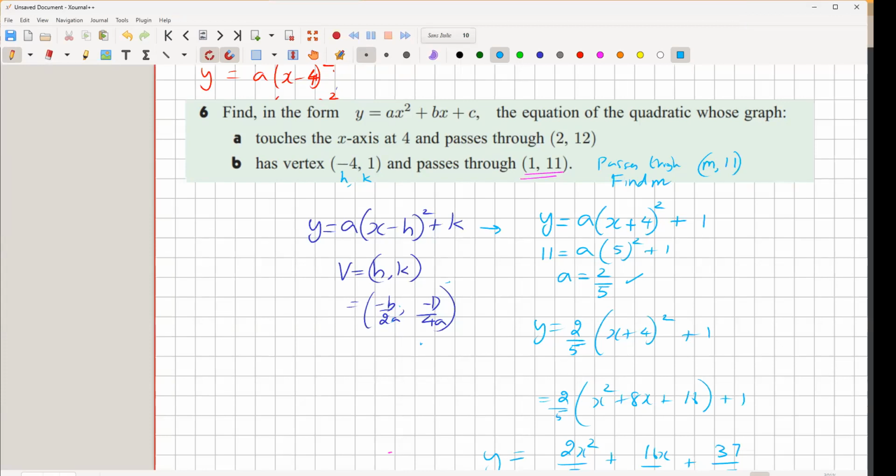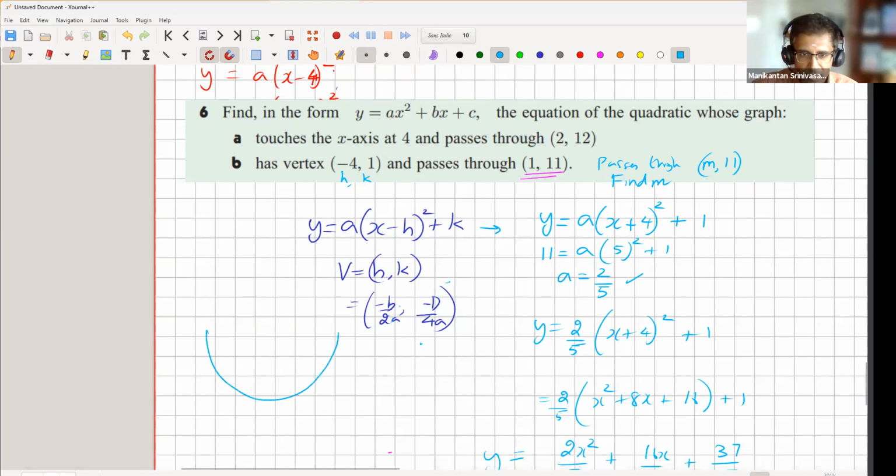Is it -9? Correct. What did you do? The vertex will be a part of the axis of symmetry. So -4 is... Exactly. So what she did is, this is an upward going parabola. So -4 is here, (-4, 1).